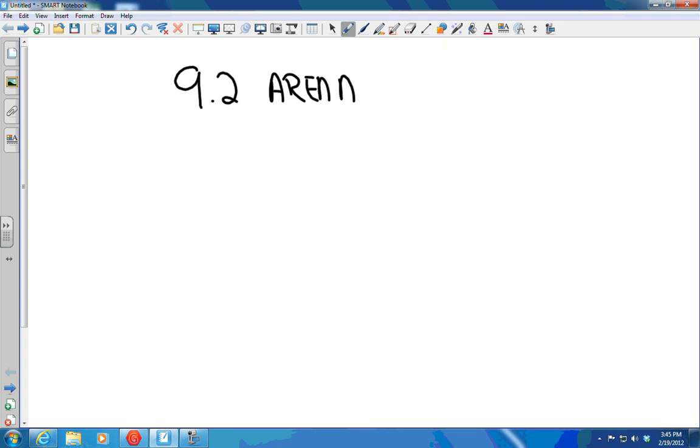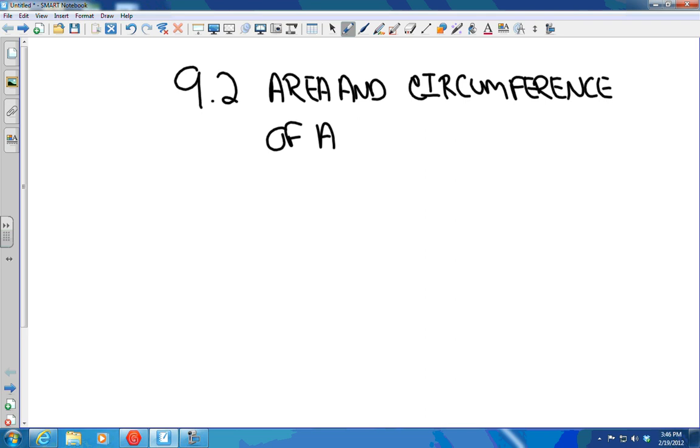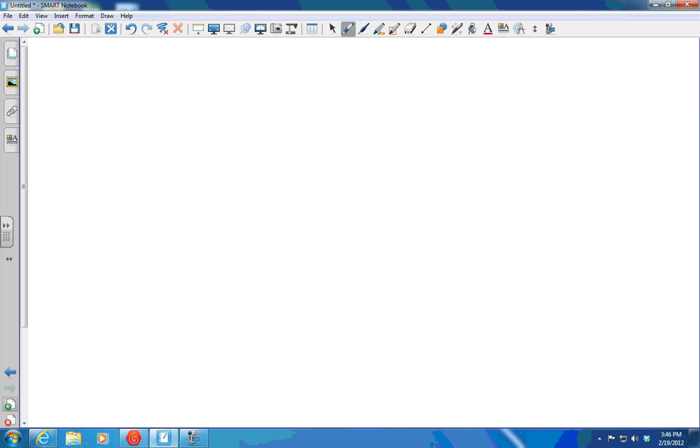Area and circumference of a circle. All right. Let's take a look at the formula for the area of a circle, and circumference.